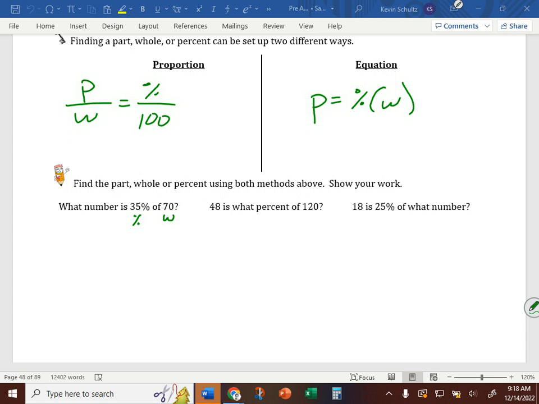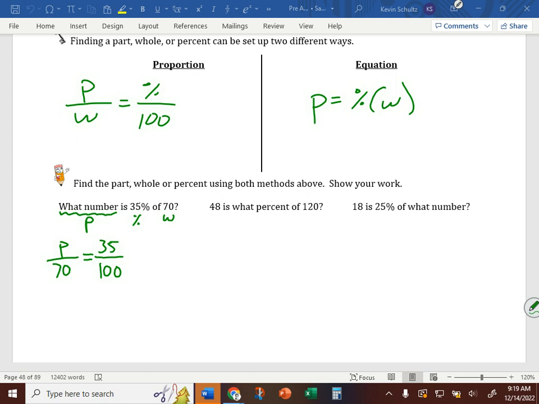And then, of course, the part is represented by this what number. That's what we don't know. That's what we have to solve for. Whenever you're asked to find something, we're given two of the three pieces. In this case, we're given the percent, we're given the whole, we're solving for the part. So using the proportions method, our part is what we don't know, so that's going to be the variable, over our whole, which is 70, equals our percentage, which is 35, over 100, which is always there. It's part of the formula. P over 70 equals 35 over 100.